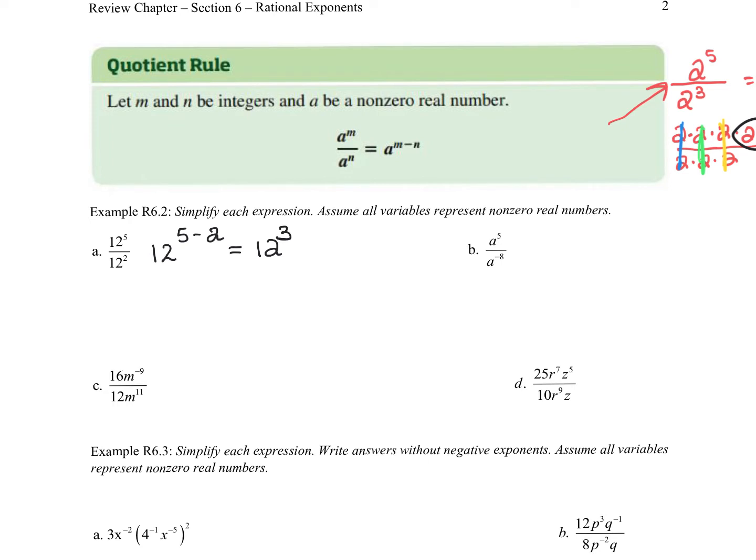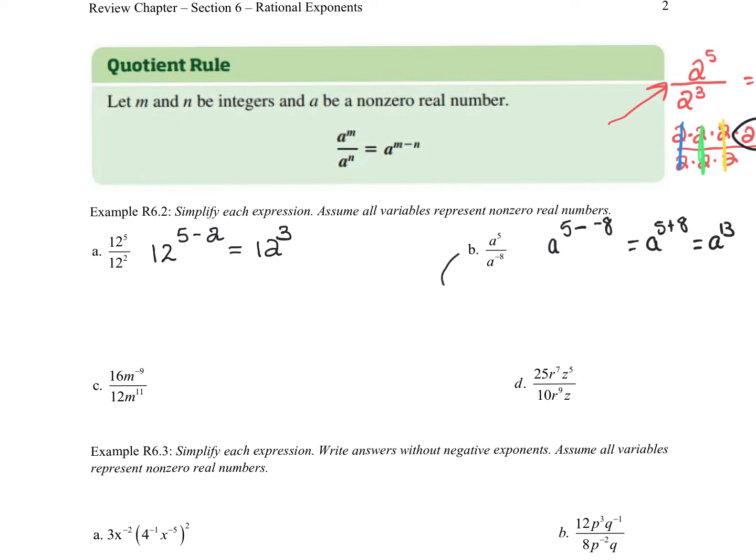The next one, again, top minus bottom. So be careful with your negative sign. So on the top, I have a to the 5th minus negative 8. 5 minus a negative makes it a plus. This is really 5 plus 8, which is going to be a to the 13th.